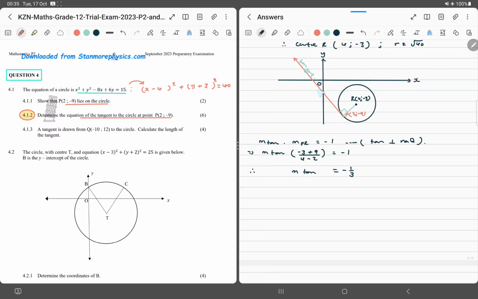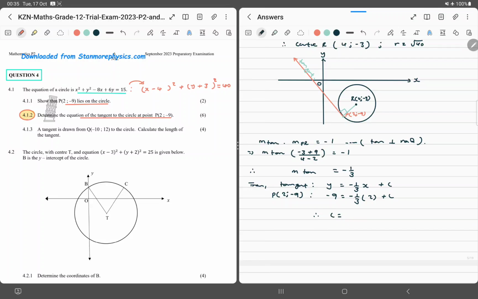Okay, does that make sense? Yes, it's a negative gradient, so it means our sketch is not really a mess. So we can say here safely, then, the tangent line is such that y is equal to -1/3 of x plus c. Now we know that point P lies on the tangent, 2 is to -9, because that's the point of tangency. So this is going to be -9 equals -1/3 into 2 plus c.